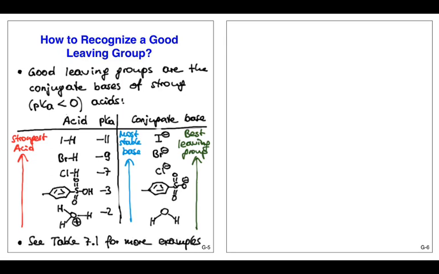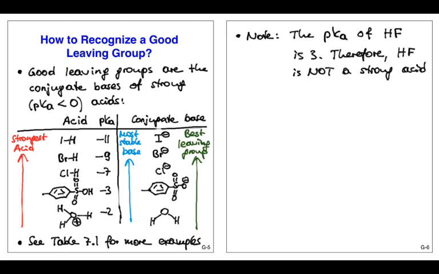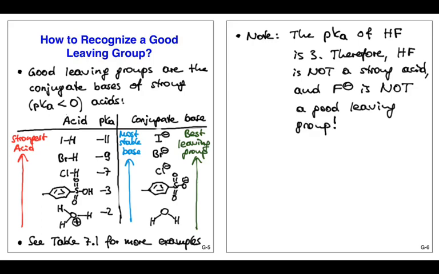So I'd like to encourage you to look at table 7.1 for more examples of this kind. And finally, the thing I would like to note is, what about HF? HF is not a strong acid because the pKa of HF is 3. And this means F-, so fluoride, is actually not a good leaving group.